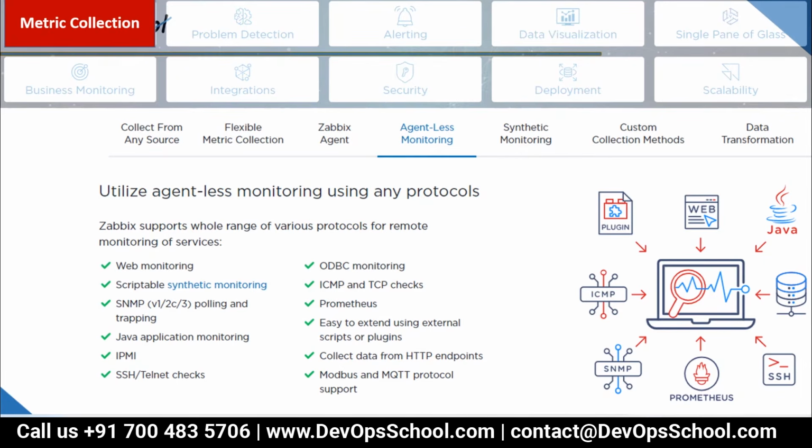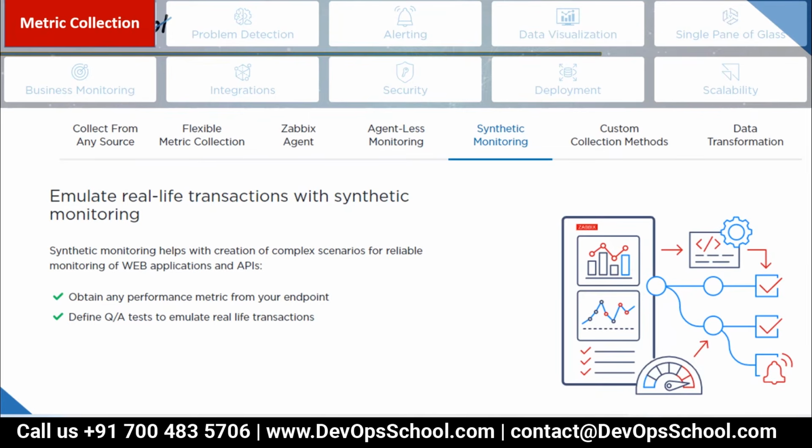Now, these are the setups we'll also do during the demo and lab. That means, for example, how can we gather the metrics using an agent, and how can we gather the metrics using SNMP or Java or IPMI, or maybe you can do synthetic monitoring using ICMP or TCP checks. So these are the setups we'll do. I'll show you the demo. We'll have a lab also. Yes, so metrics collection can be done through synthetic monitoring also.